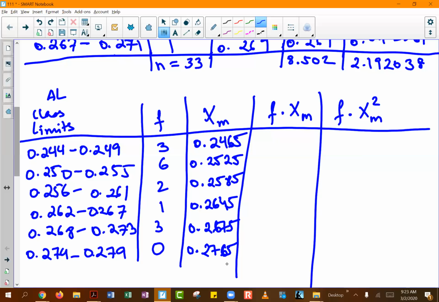Okay, so your next column, if you're done with the midpoint, is going to be multiplying just the frequency with the midpoint. So no squares, nothing, right? Directly F, which is your frequency column, multiplied with the midpoint. So the last one's going to be easy since it's zeros. This guy here will be 0.2645 since he's multiplied by 1.